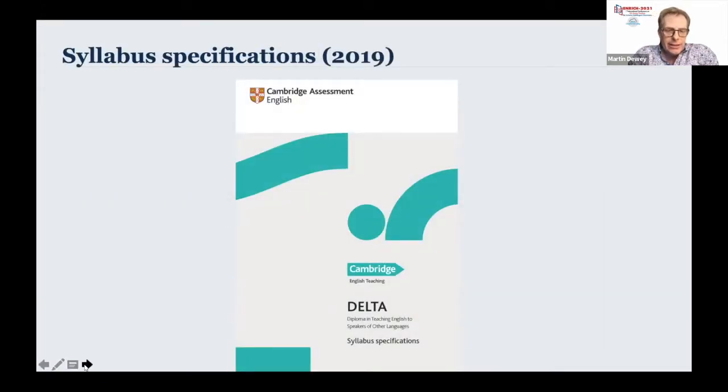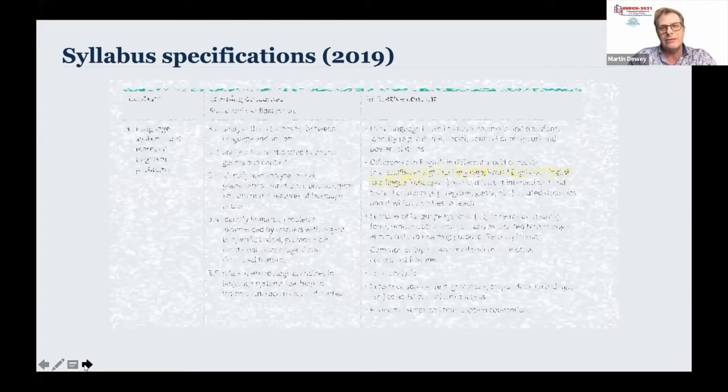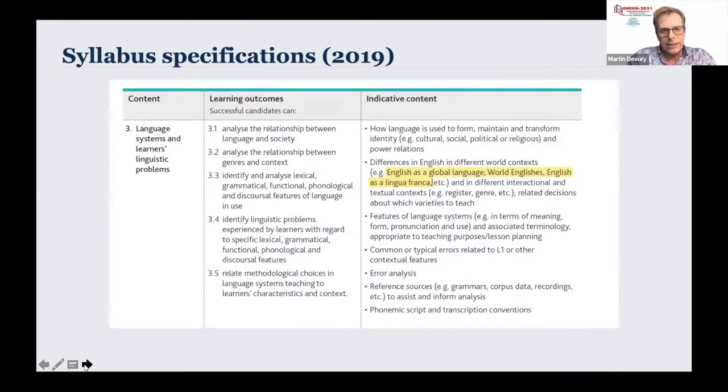Now, Thelma yesterday was talking about the national curriculum in Brazil and how this now includes reference to ELF. And I've made this point before in the past. The syllabus specifications for Cambridge Teaching Awards include reference to ELF and have done since 2008 or 2009. This is the most up-to-date version of the syllabus specifications from 2019.